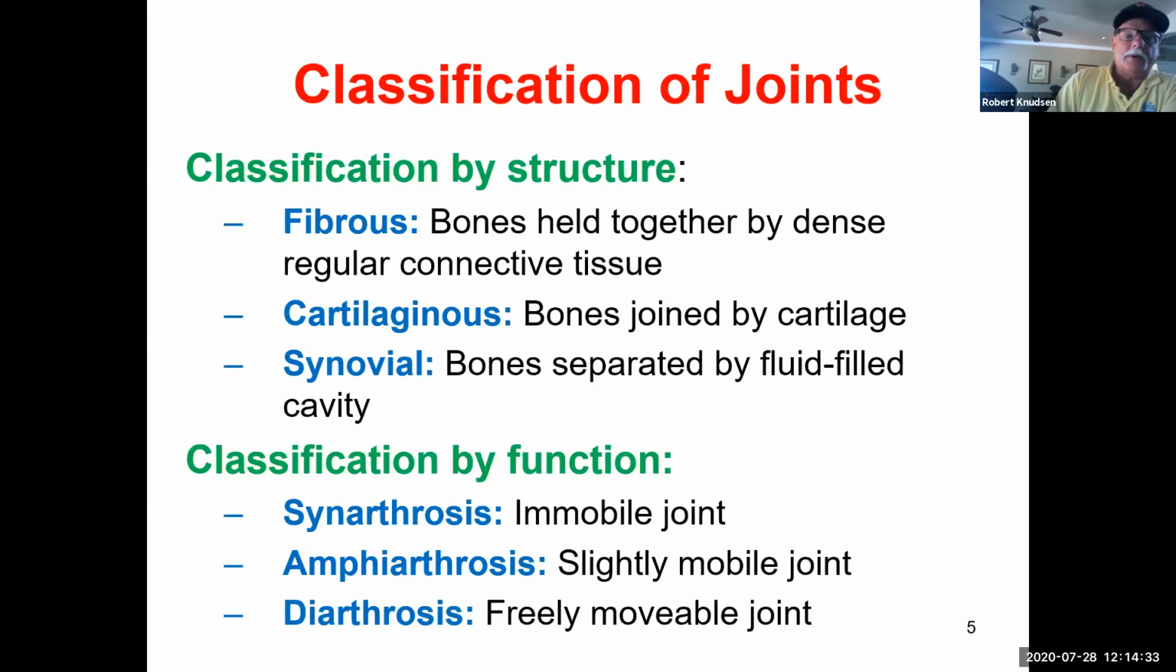Okay, here we go. So we talked about, at the top, classification by structure, what holds it together. This one, classification by function, how much does it move? Three ways it can move. A little bit, syn. Yes, no, amphi. Freely movable, di. And then arthrosis follows it in each one. Good, good, here we go.